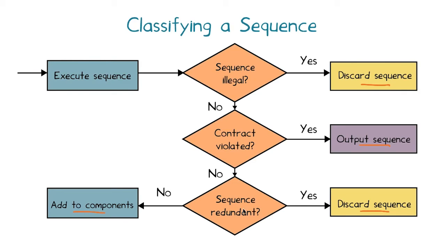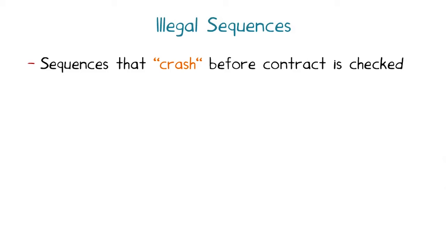Let's elaborate a bit more on how Randoop decides whether a sequence is illegal and whether a sequence is redundant. An illegal sequence is one that crashes before the contract at the end of the sequence is checked, for example, by throwing an exception. Intuitively, an illegal sequence is one which violates some precondition during execution. Note that this concept of an illegal sequence is analogous to the concept of an invalid shape in Korat. If a shape generated by Korat violates the precondition, then that shape is considered invalid.